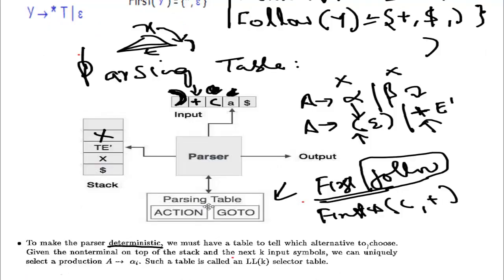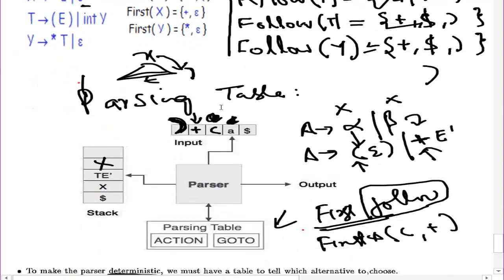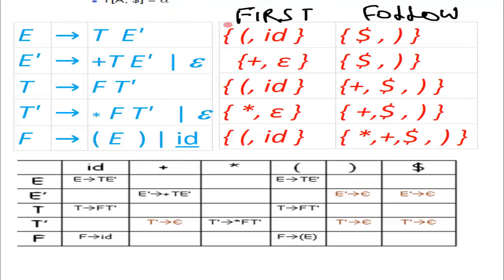For that, let's take, for example, this grammar. We have calculated the first and the follow, and let me try to write this neatly downside and make a parsing table out of it, then apply some string and see everything in action. Now this is my grammar, and this is the first and the follow.